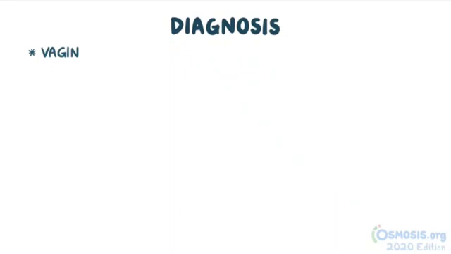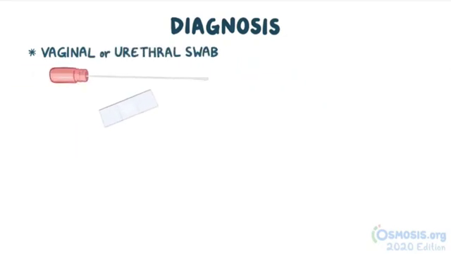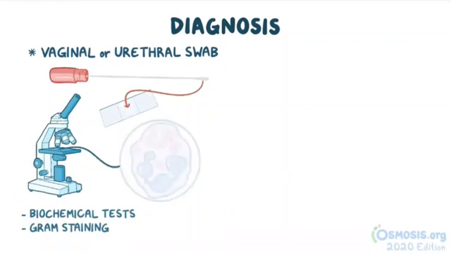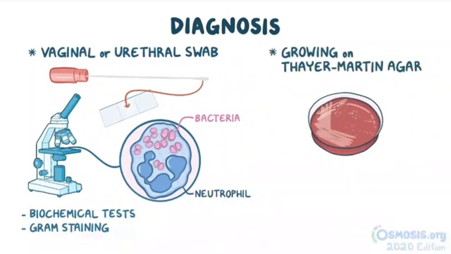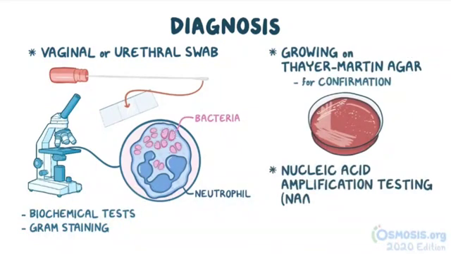Diagnosis is usually done with a vaginal or urethral swab, which is then smeared on a slide for biochemical tests and gram staining, which reveals pink coffee bean-shaped bacteria within neutrophils. Growing the bacteria on Thayer-Martin agar is required for confirmation, but nucleic acid amplification testing, or NAT, can also be done, and this consists of identifying the bacterial genetic material.